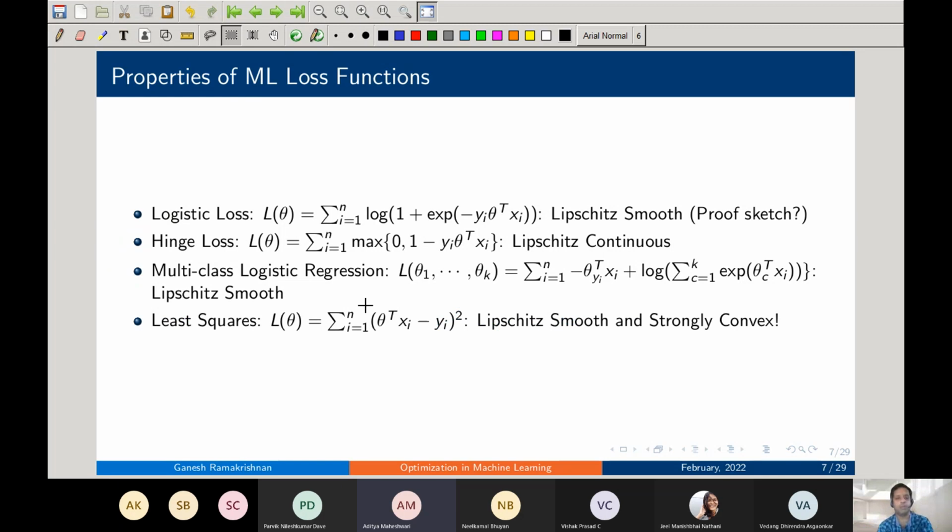Therefore, we'll move on. Least squares. Any suggestions? So, by the way, all the previous were convex. I'm not stating them again and again. We have already done their convexity.